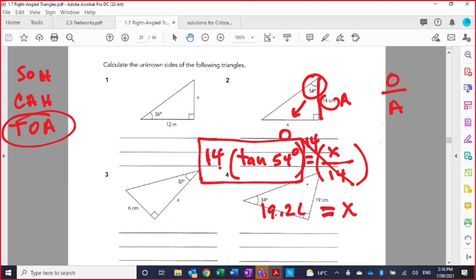19.26. Okay. Again, I'm not quite sure because there's that, but it's okay. Let's see. And can't really check this one because we don't know the hypotenuse, so it's going to be smaller. But it's a little bit bigger than that one, which makes sense, right? So it does make some sense.